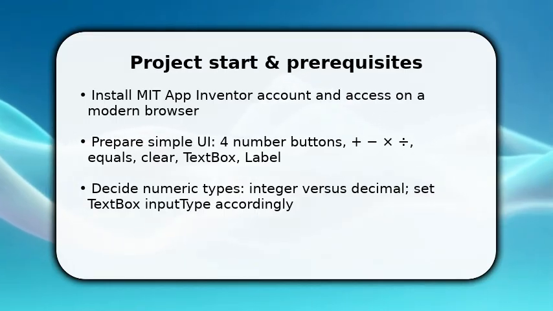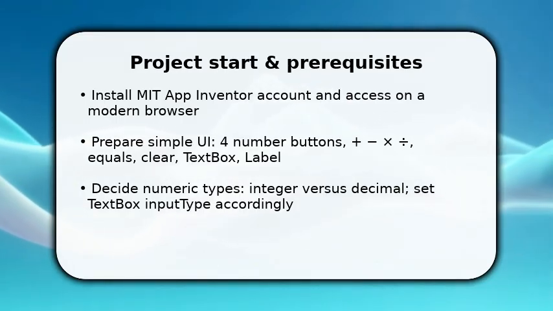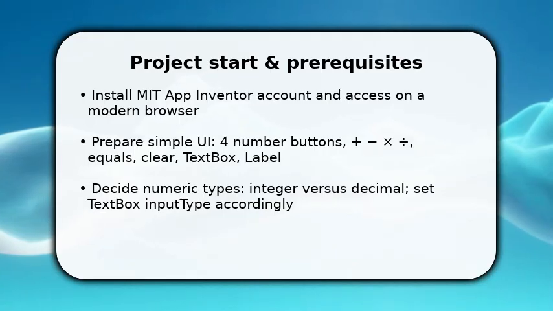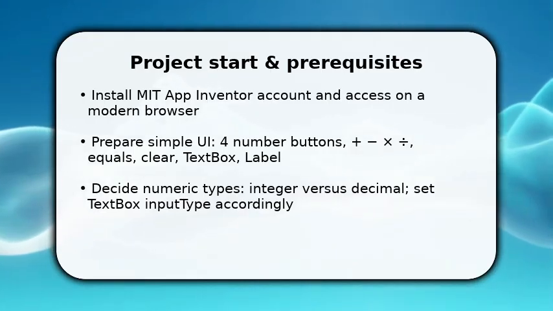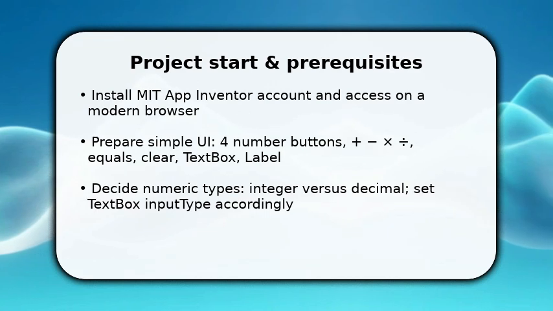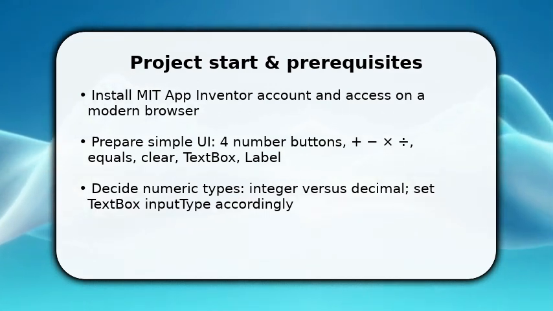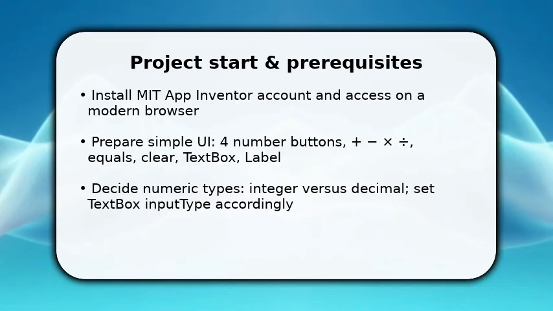Make sure to set the text box property to accept numbers or decimals depending on your planned behavior. Once done, group buttons in a horizontal arrangement for each row so layout stays consistent. You're minimizing later adjustments by choosing component names now, e.g., btn0, btn plus, txt input, lbl result.